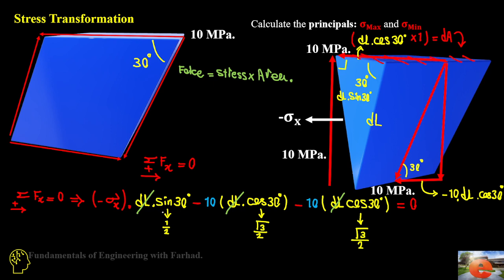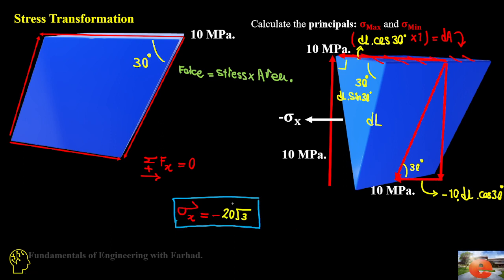and also sine of 30 is 1/2, cosine of 30 is square root of 3 over 2. Just write down the equation for sigma x and cancel everything. Sigma x is negative 20 times a square root of 3.